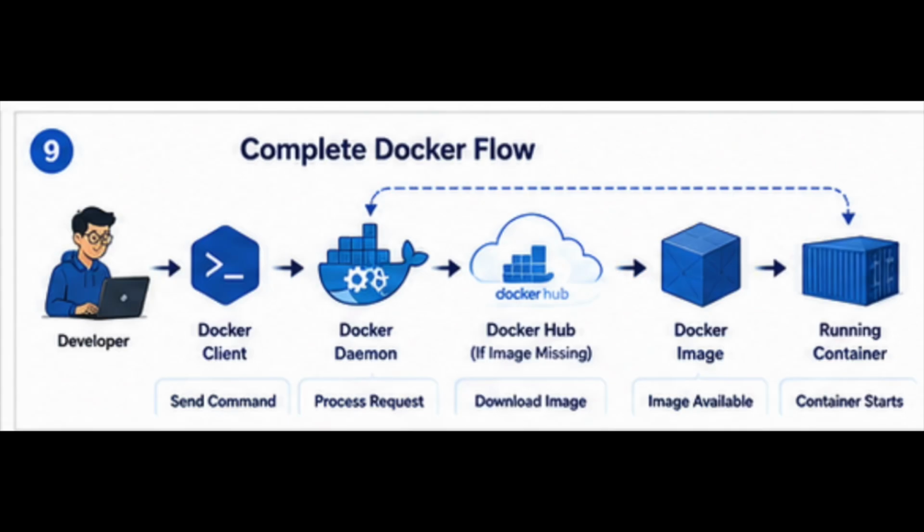Let's put everything together. The developer types a Docker command, the Docker client receives it, the client sends it to the Docker daemon. If the required image is not available locally, the daemon downloads it from Docker Hub. Once the image is available, Docker creates and starts the container. This complete process usually happens in just a few seconds.